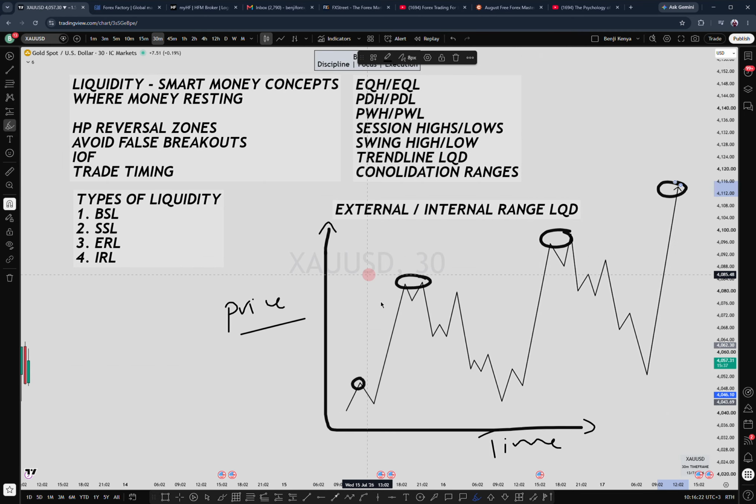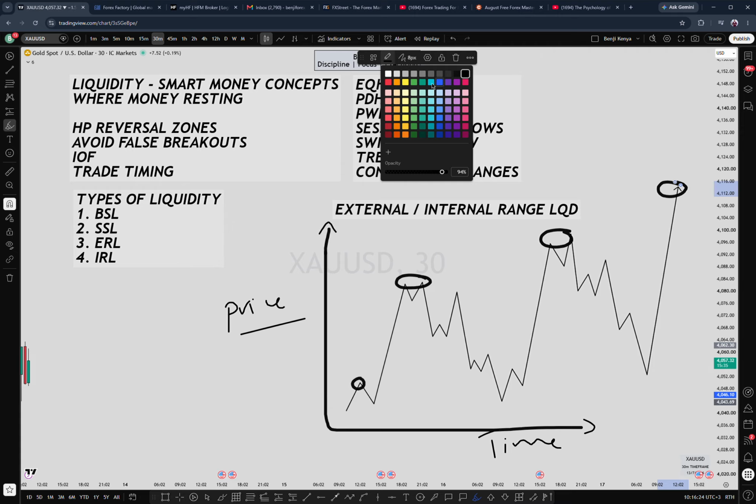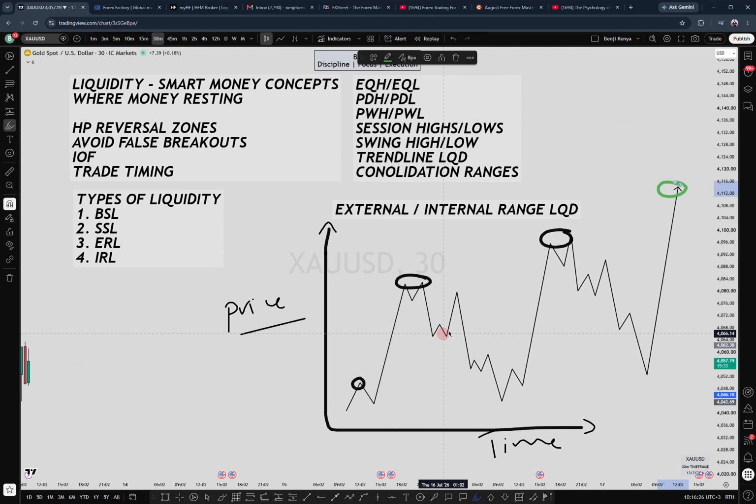Then for the internal range liquidity, I'll change the color. This is where we can get the internal range liquidity. We mostly find them in the internal. How to understand external and internal is quite simple. Just mark out break of structures. Whatever is found inside, that's internal. Another break of structure, whatever is found inside, that's internal. Mark the break of structure, and whatever is found inside the break of structure is what we usually have as internal.